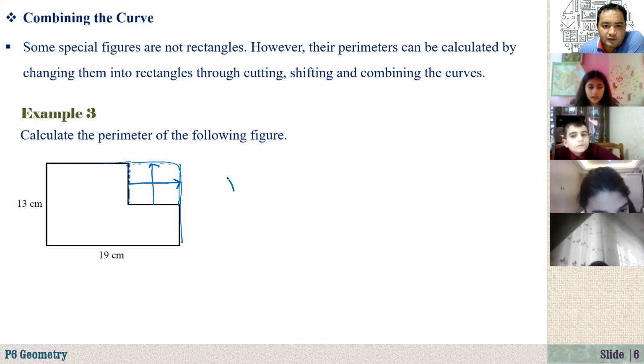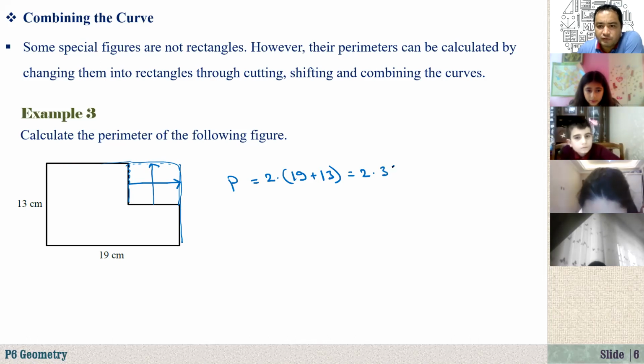So now what is the perimeter of the rectangle? It's just equal to 2 times length 19 plus 13, which is equal to 2 times 32. The answer is 64 centimeters.